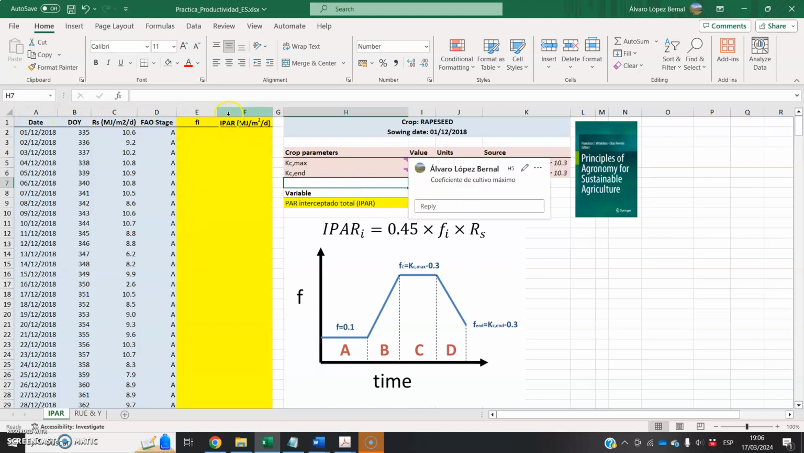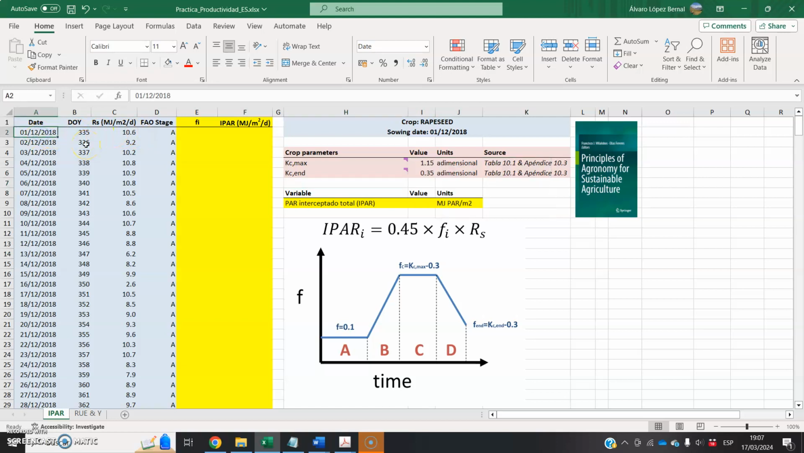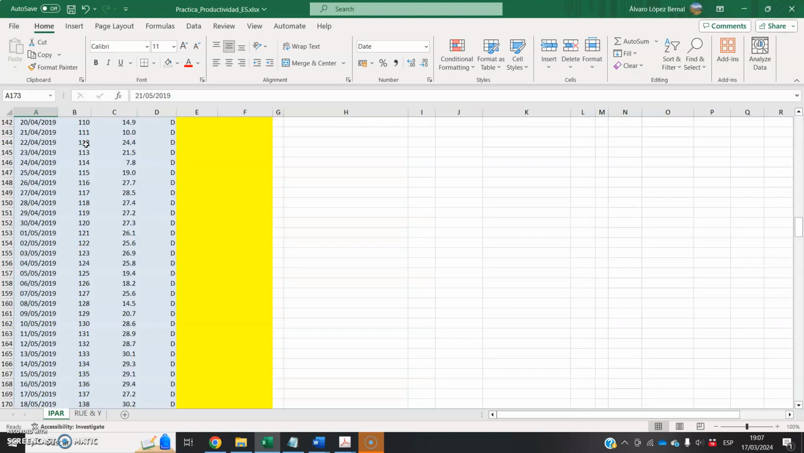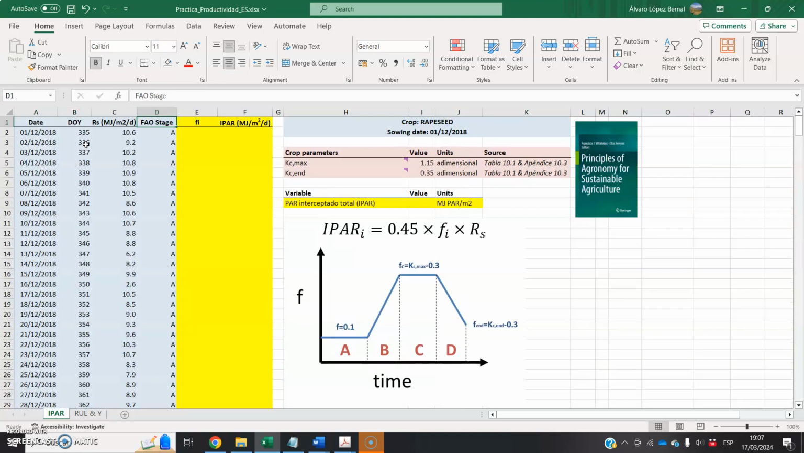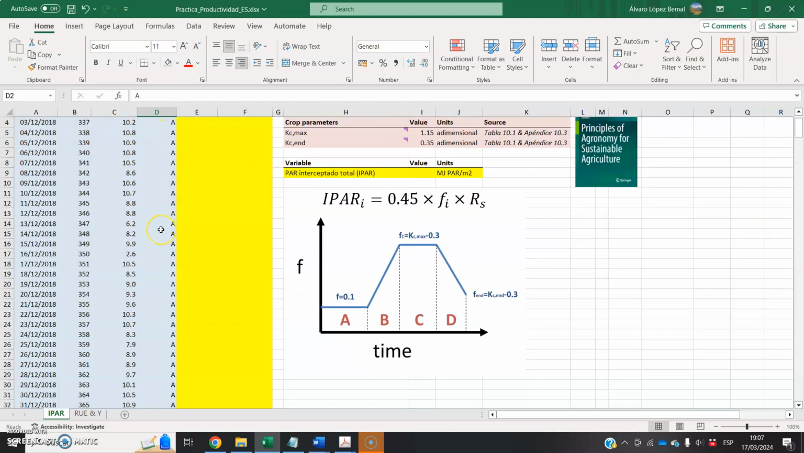On the left-hand side, we have a big table which contains the date, the day of the year, and the solar radiation recorded every day during the crop cycle, which starts on the 1st of December of the year 2018 and finishes on the 21st of May of the following year. Then in column D, we have assigned the stage that corresponds to every single day during the cycle.